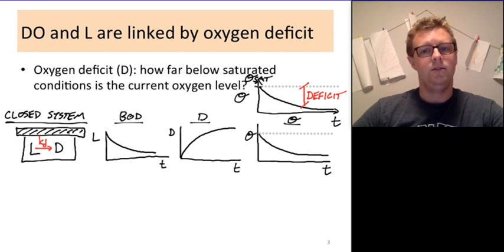And we know that oxygen levels through the system have done something like this. Again, deficit representing the vertical distance from that dashed gray line down to the black line that I've drawn in that right panel. So that's a closed system.